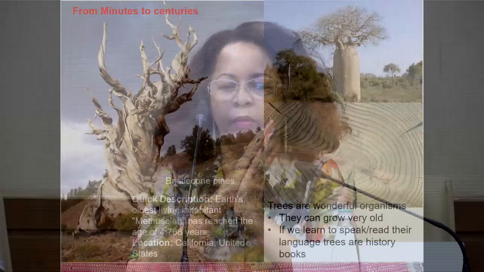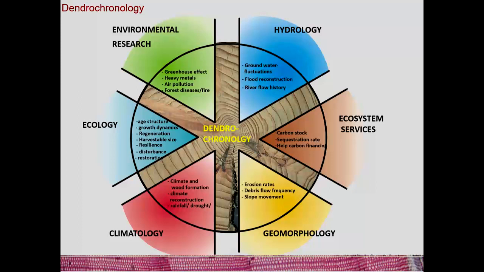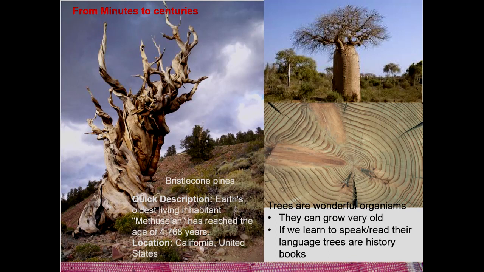Sure. Okay, so they are the oldest living things. I mean, the longest living organisms in the world. And if we know how to read or speak their language, they also have a language. So this is from USA, California. The Pinus is the oldest, 4,768 years. And then you look at the structure, it's like a book. You can read it, and I can see fire, and the morphology, all that change. And this is a baobab to the right in Africa, about 1,500 years.